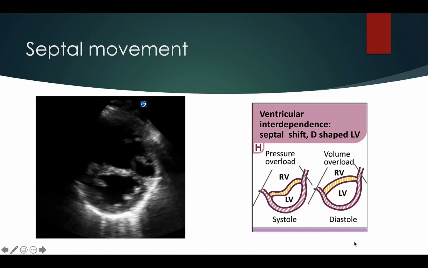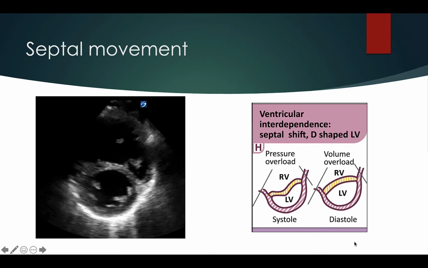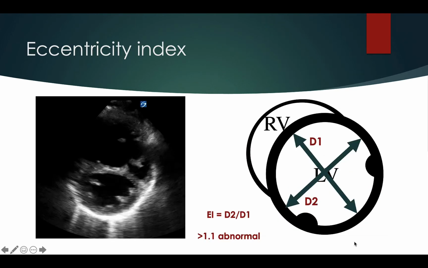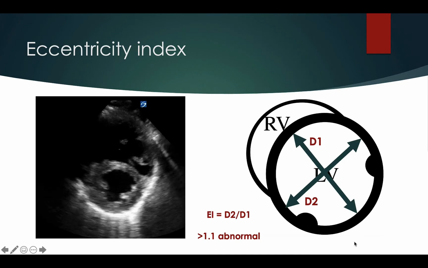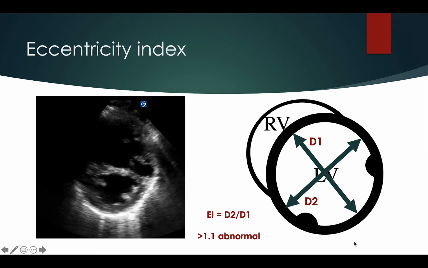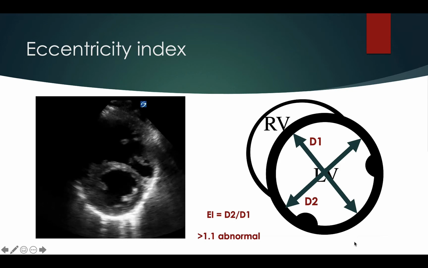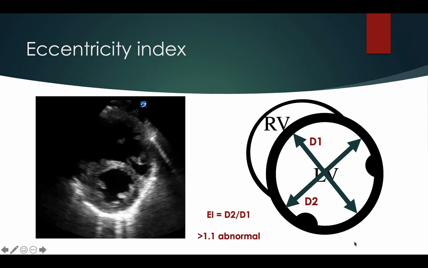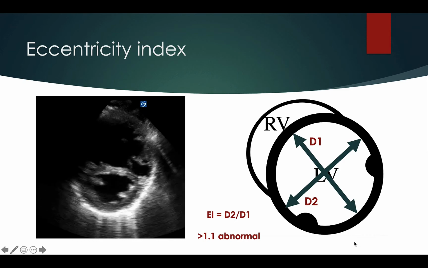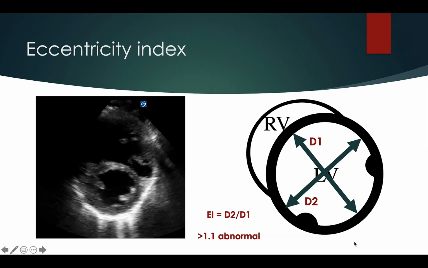If you want to be able to quantify this, you can measure the eccentricity index by measuring the two diameters of the LV. In the normal setting, the LV is circular, and the ratio between these two diameters approaches 1. As the septum flattens, however, D1 shortens, and the ratio of D2 to D1 increases, generating a high eccentricity index. This gives you a numerical quantification of the visual concept which we just went over.